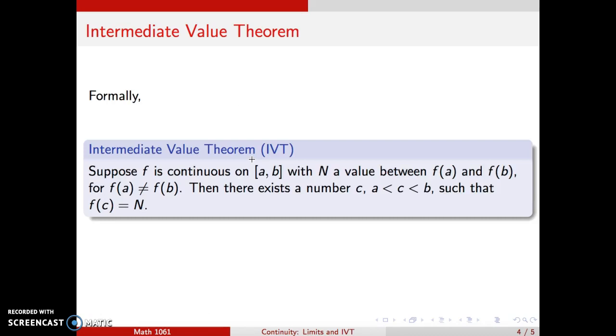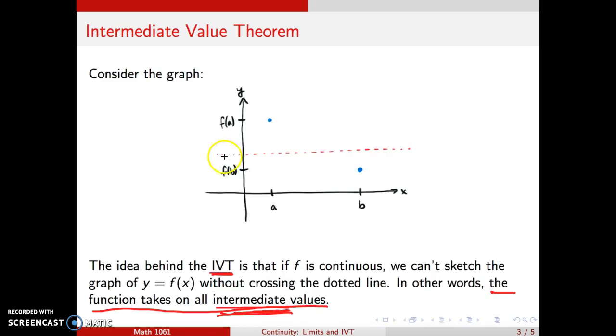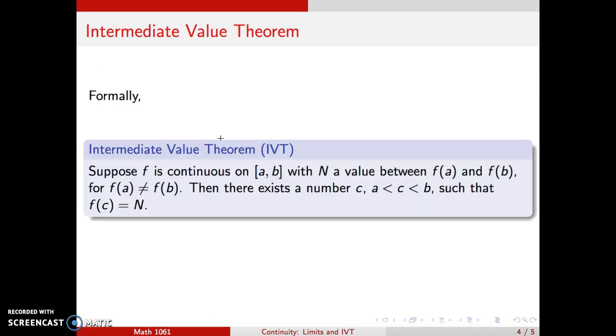Here's a formal statement. Suppose f is continuous on the closed interval a to b, with n a value between f of a and f of b. If we like, we can jump back. You could imagine this was n. Assuming that f of a does not equal f of b, it has to be something in between them.